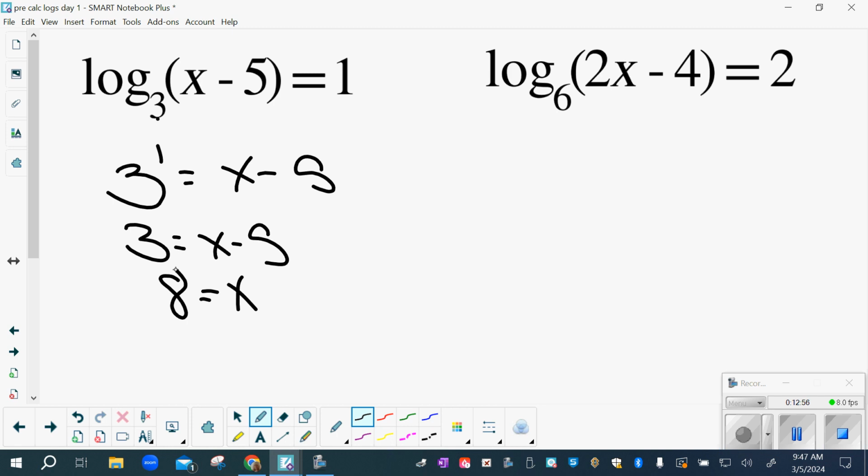So can you do that on the next one for me with your neighbors? Just rewrite it. Nice and easy. It's not scary. Just rewrite it.